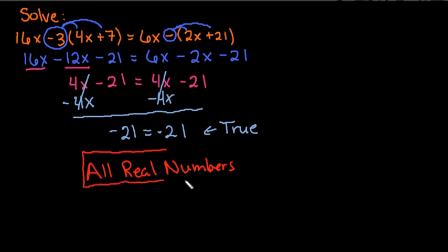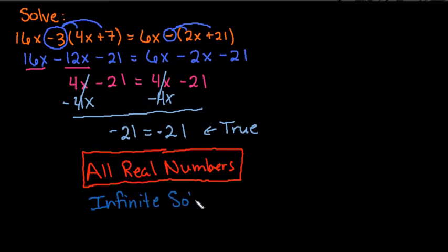work for this. So I could take any number and plug it into here and it would end up with -21 equals -21. Some textbooks call this infinite solutions, so you could also call this infinite solutions because everything in our number system, if you plug it in, will give you the same result. So if you end up where your variable terms both cancel out and you have a true statement, then you end up with all real numbers or infinite solutions as your final answer.